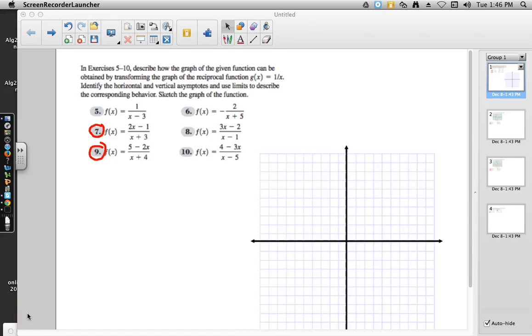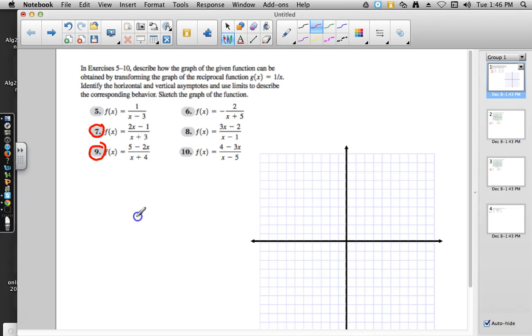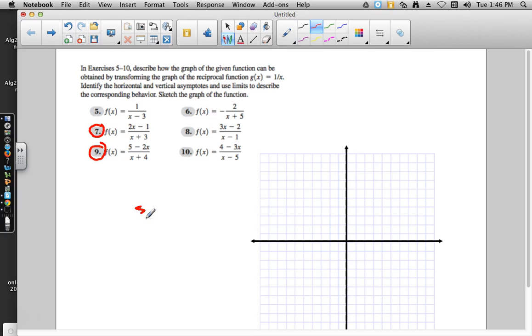These are the frequently asked questions for section 2.6a1, and it says in exercises 5 through 10, describe how the graph of the given function can be obtained by transforming the graph of the reciprocal function g of x equals 1 over x, then identify the horizontal and vertical asymptotes and use limits to describe the corresponding behavior and sketch the graph of the function. So we're going to start with number 7. f of x equals (2x minus 1) over (x plus 3).